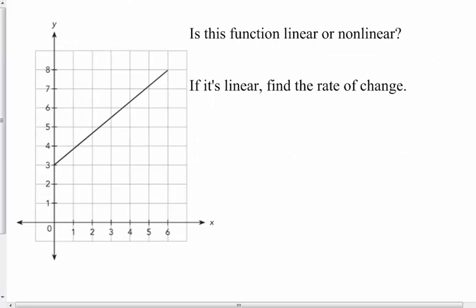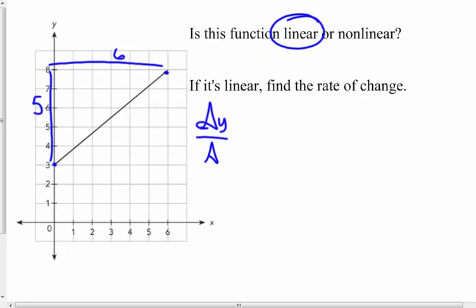Is this function linear or nonlinear? Well, it looks like a straight line to me. I would say it's linear. If it's linear, find the rate of change. Well, 2 easy to read points would be this beginning point and ending point, it goes up 5 and over 6. So my delta y over delta x here would be 5 over 6.